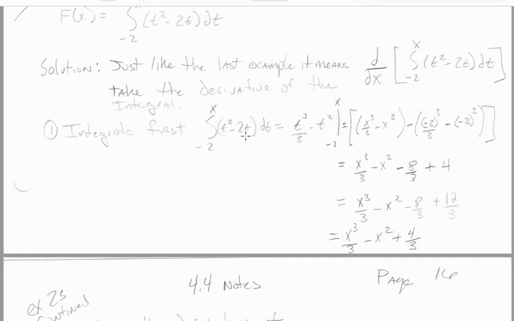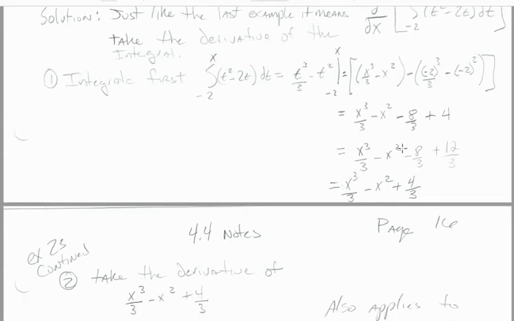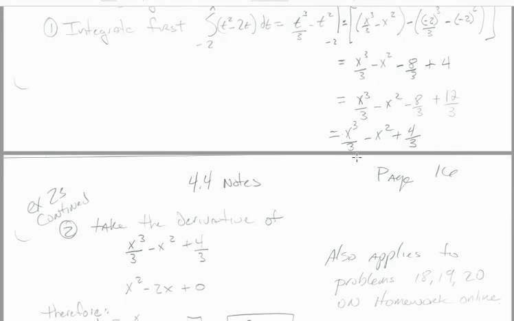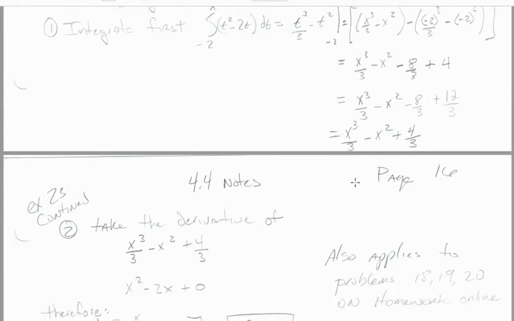First step, the antiderivative of t squared minus 2t is t cubed over 3 minus t squared. We're going to evaluate that from negative 2 to x. So this is nothing new. This is the same thing we've been doing. We're going to substitute x into the antiderivative, and we're going to substitute negative 2 into the antiderivative. When we do that and do all the algebra and simplify things down, we get x cubed over 3 minus x squared plus 4/3. Now, we've done the integral piece. We have to take the derivative of the integral.